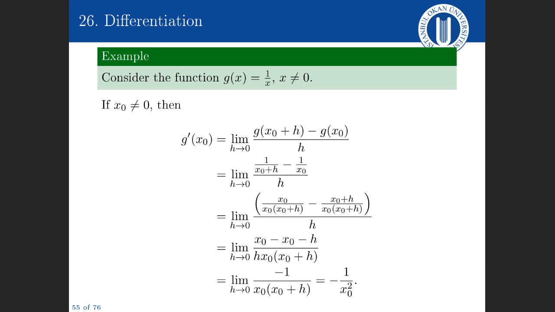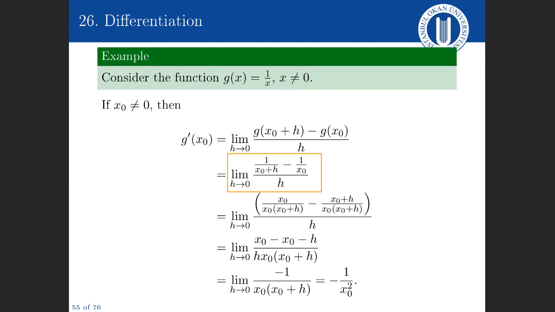For example, consider the function 1 divided by x. I want to calculate the derivative of this function. So I'm going to start with my formula. The derivative of g, or g prime, is the limit as h tends to 0 of g of x0 plus h minus g of x0 divided by h. We put our function in here. G of x0, of course, is just 1 divided by x0. G of x0 plus h, replace the x by x0 plus h, we get 1 divided by x0 plus h. And on the bottom, we still have our h.